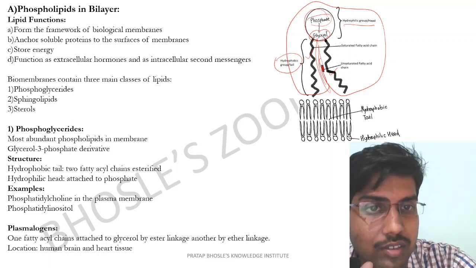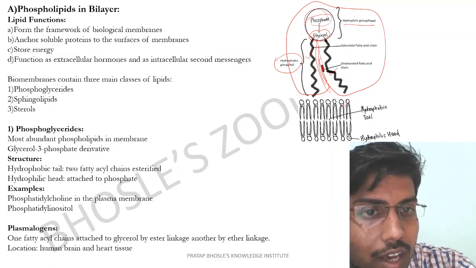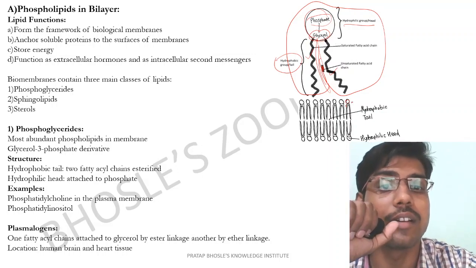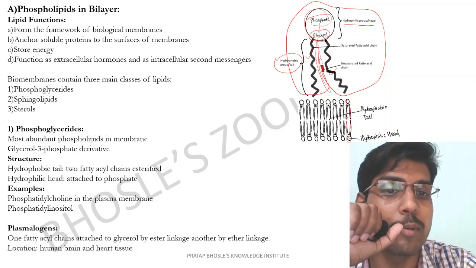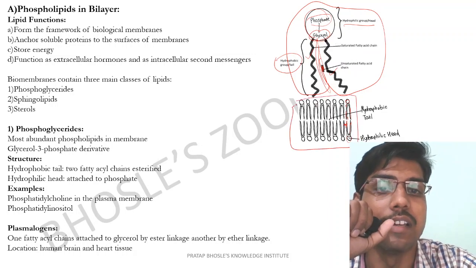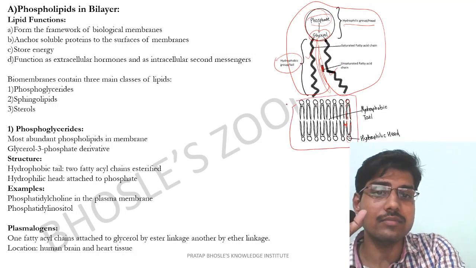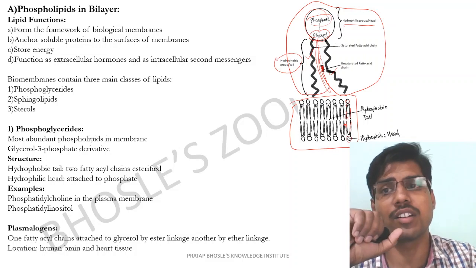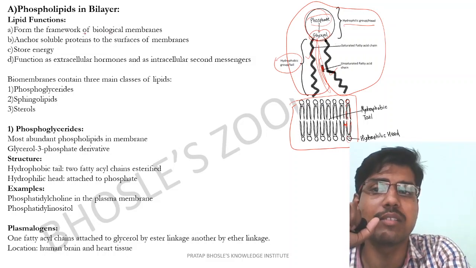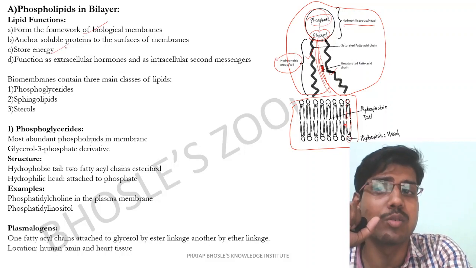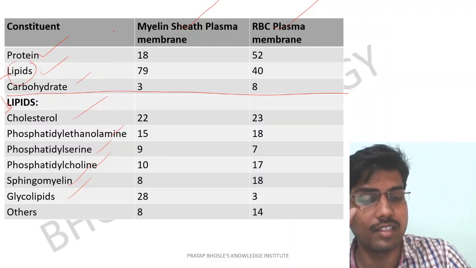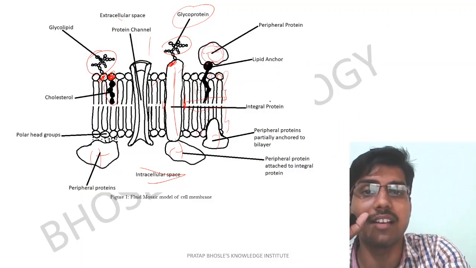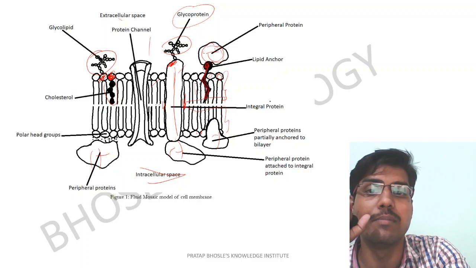Such lipid molecules are arranged in a layer in the opposite way also, in such a way that the hydrophobic tails are in opposite directions to each other and also adjacent to each other. That's why it forms a bilayer. This is called a phospholipid bilayer. What are the different functions? It forms the framework of biological membrane, a storehouse of energy. It anchors some proteins to the surface membrane, like a peripheral protein is anchored with the help of this lipid.